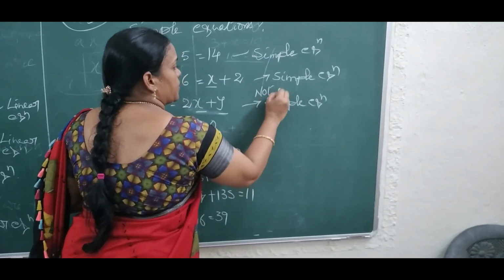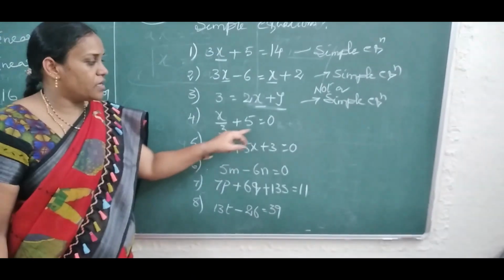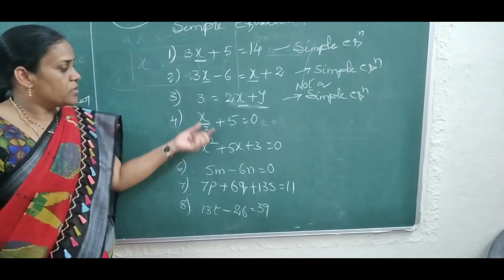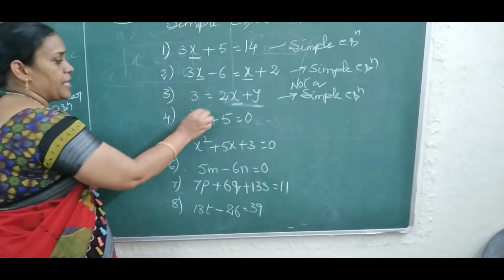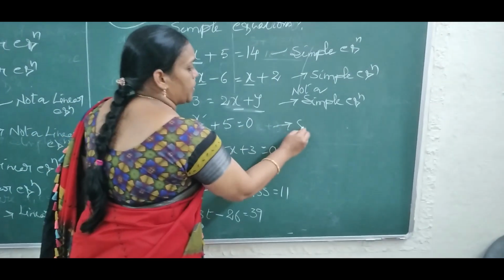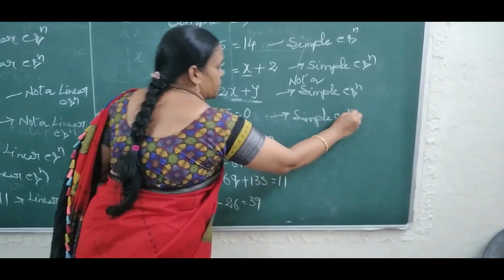Next, x by 3 plus y is equal to 0. So here how many variables are there? Only one variable, that is x. So it is a simple equation.